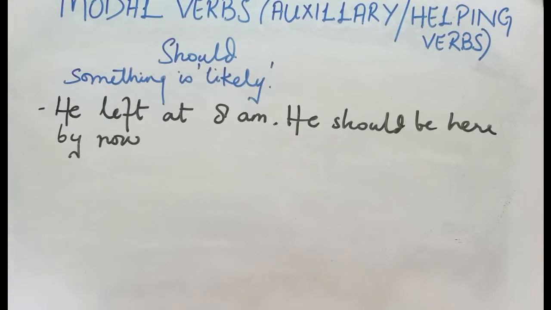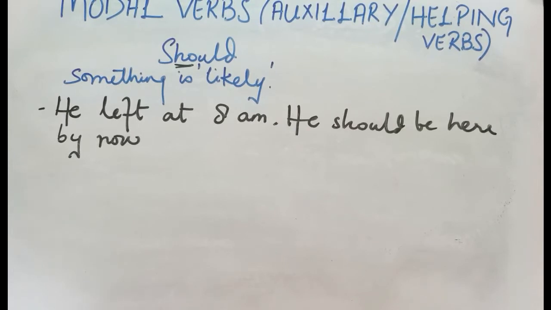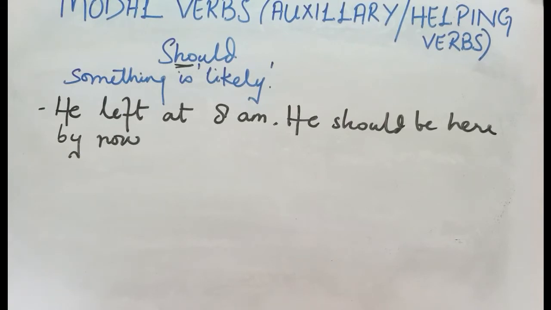The next modal verb we see over here on the board is the use of should. When something is likely, as I've already written on the board, or something you believe is to be true, or you are not 100% sure, you are sure but not 100%, you use should over here. For example, he left at 8 a.m., he should be here by now. Or if they take the plane, they should arrive by 4. If they're going to catch the plane right now, they will arrive soon, they should arrive by 4.